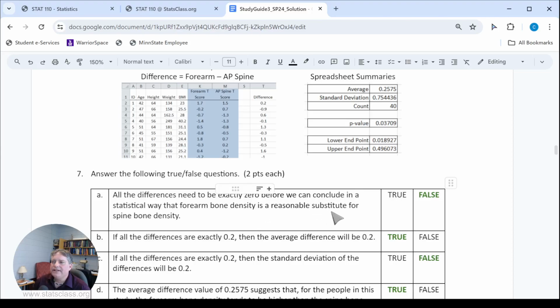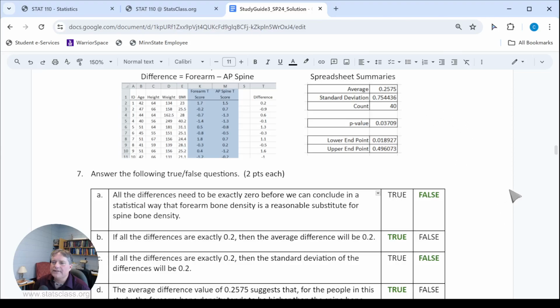All of the differences need to be exactly 0 before we conclude statistically that forearm can be used as a substitute for spine. That's going to be false. That's way too much to ask, that all of the differences be exactly 0. We want them to be near 0 and maybe have an average close to 0, but they don't need to all be exactly 0.